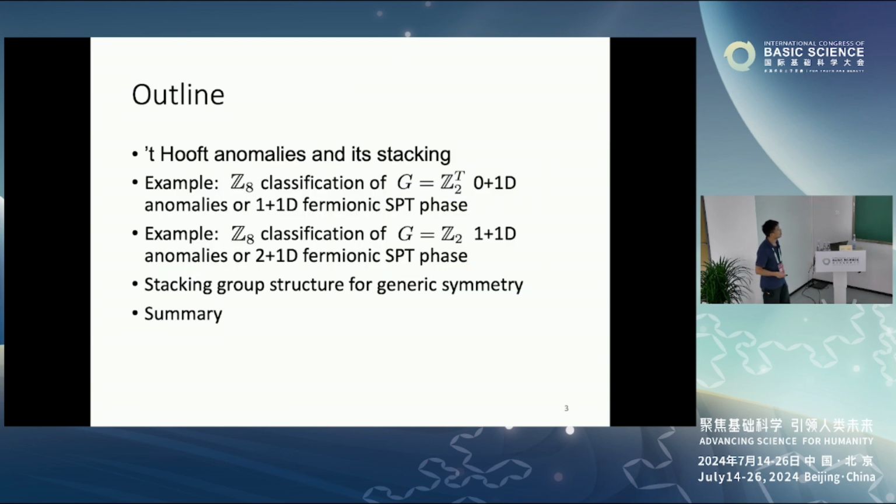Okay, so this is the outline. At first, I'd like to introduce the notion of Hooft anomaly and what we mean by the stacking group structure for this Hooft anomaly. And then I will give you two examples.